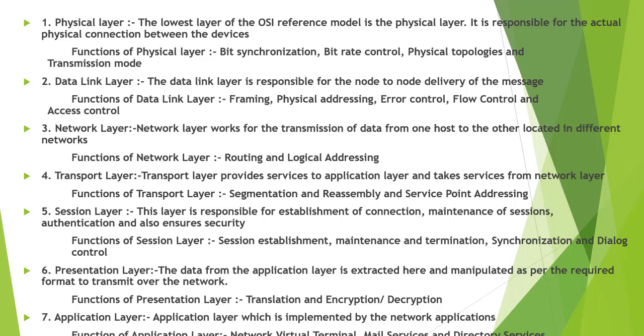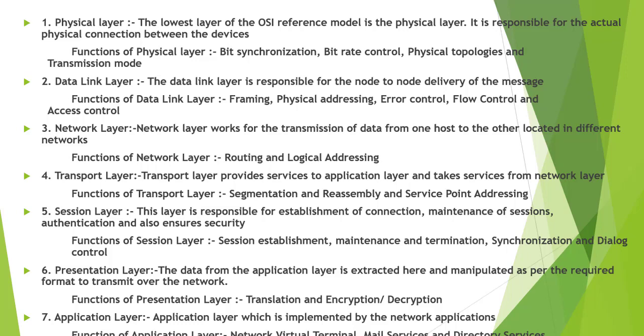Framing is a function of the data link layer. It provides a way for the sender to transmit a set of bits that are meaningful to the receiver. This can be accomplished by attaching a special bit pattern to the beginning and end of the frame. Second, physical addressing. After creating the frames, the data link layer adds the physical address, called the MAC address, of the sender and receiver in the header of each frame.